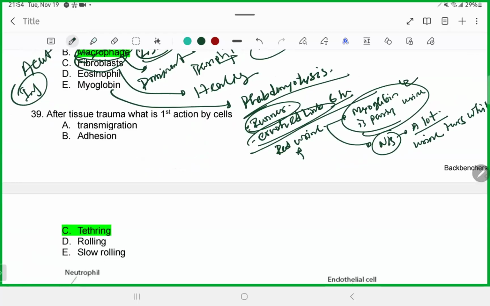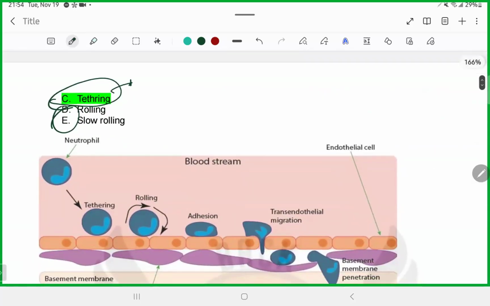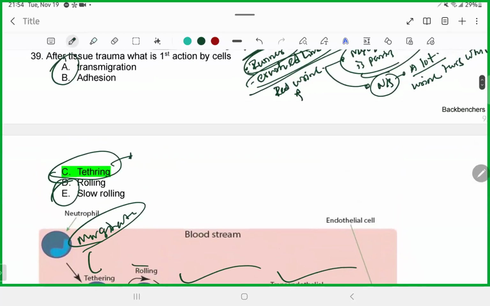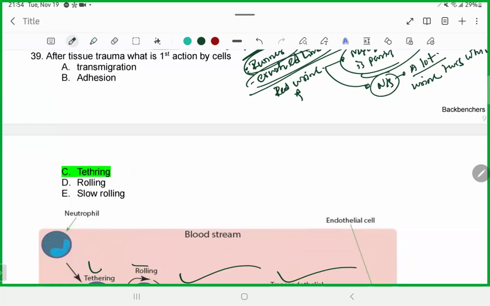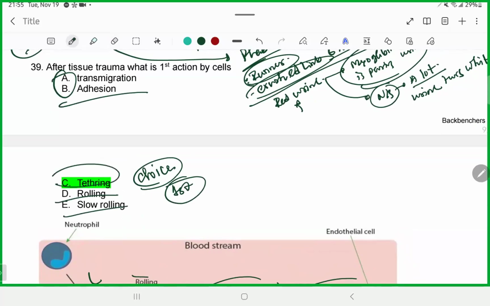After tissue trauma, what is the first action by cells? Guys, here is a problem. We talked about it with those who collected the recalls. Margination, then tethering, rolling, adhesion, transmigration. Do you need to know all? No, you don't need to know all. Just memorize it, as they didn't give all the options. They just gave choices and asked which one will be first. But we don't know if all those options were there. All we know is that most of the people told us tethering.